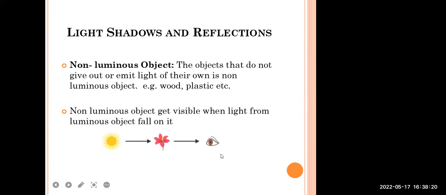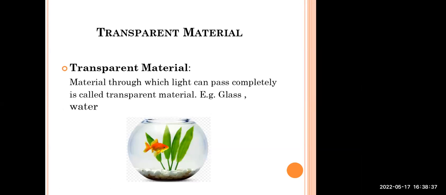I have shown one example here. There is a flower. When the light of the sun falls on it, we are able to see this flower. So a non-luminous object does not give out or emit light. It only reflects the light. Now we are going to see how a shadow is formed.